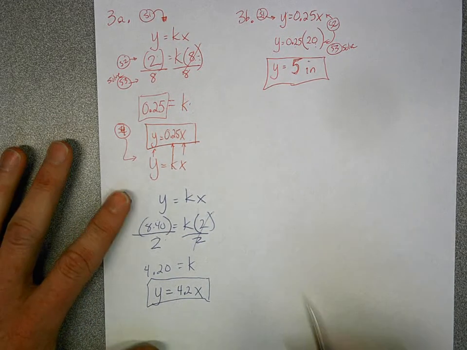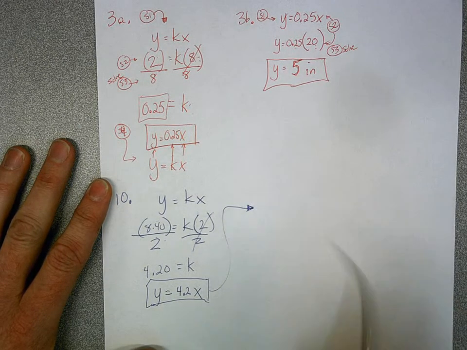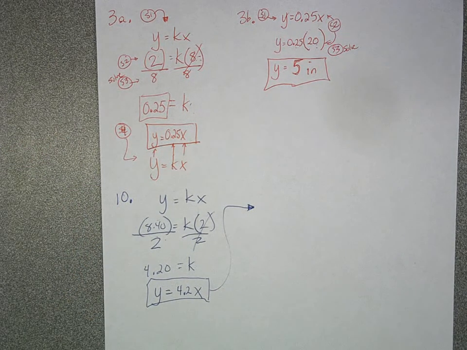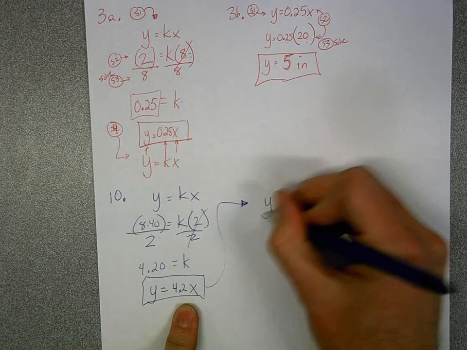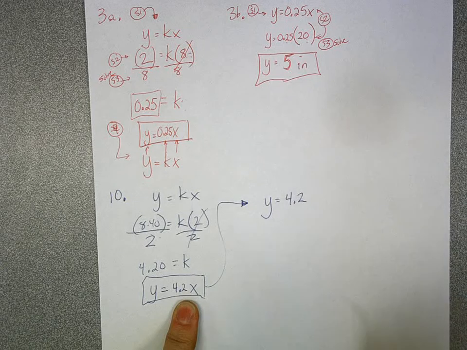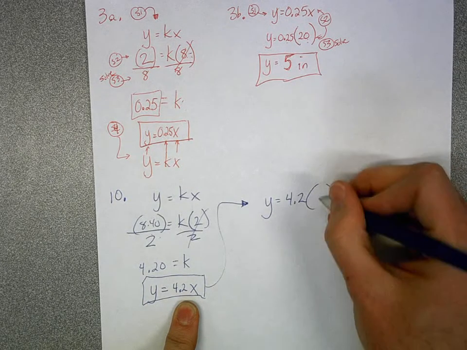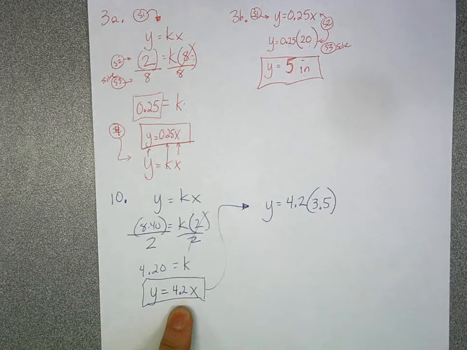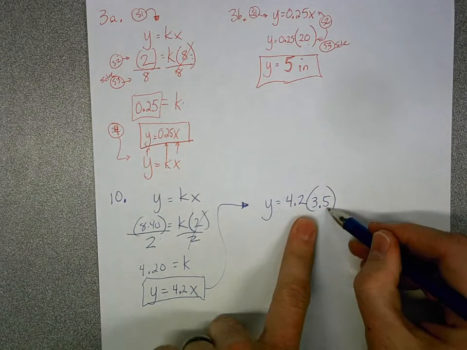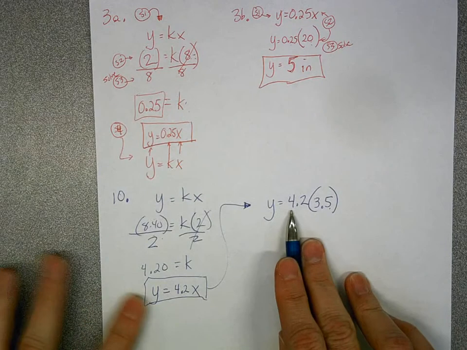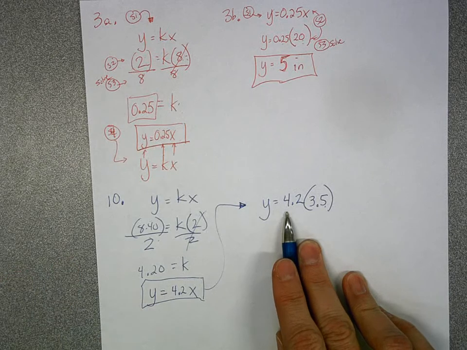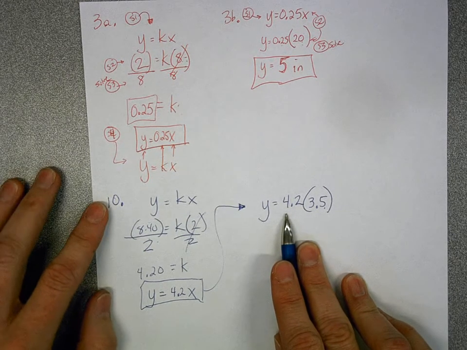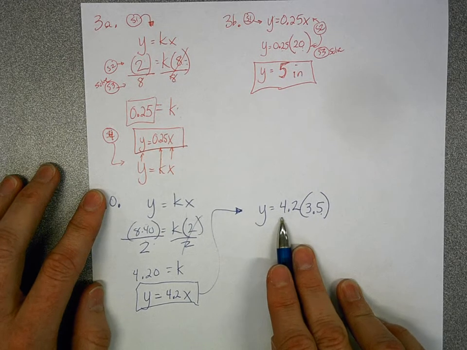So they then turn around and say, if that's the case, then what is the cost of 3.5 pounds of cheese? Remember, the pounds of cheese is the x. So I'm going to put y equals 4.2, and the x is 3.5 pounds. By the way, before I simplify this, what is 4.2 in this equation? It's $4.20 for 1 pound, per pound. That's our unit rate per pound of cheese. So, of course, that's why we're multiplying the 4.2 times the 3.5.